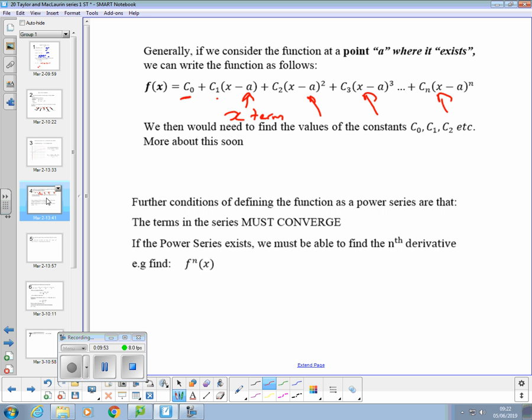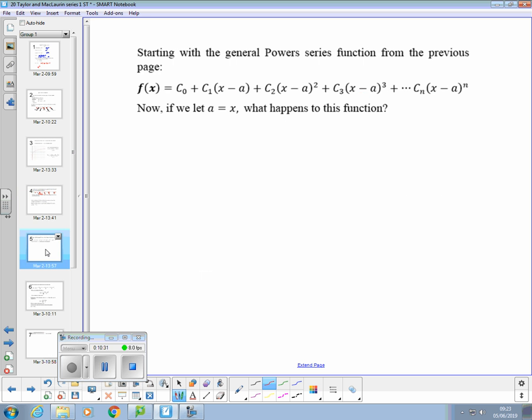All right? If the power series exists, we must be able to find the nth derivative. So trying to find these constants means we have to keep differentiating the function, and we need to be able to find the nth derivative. So we need to be able to find the first derivative, second, third, fourth, fifth, up to however many terms that we want to be able to write a power series for. Okay? All happy with that? And it will become much clearer when we do examples.